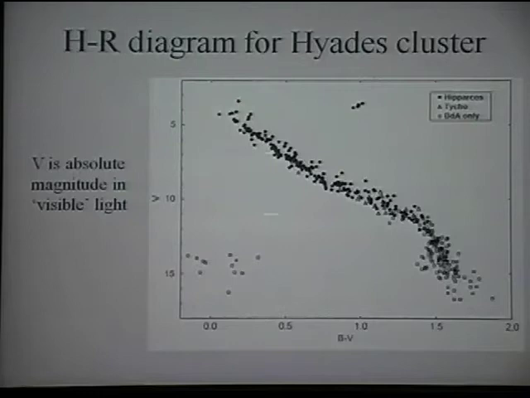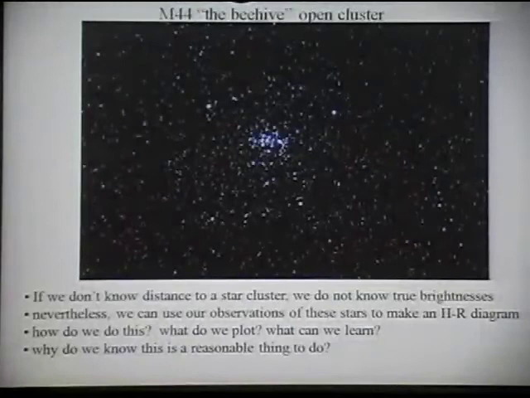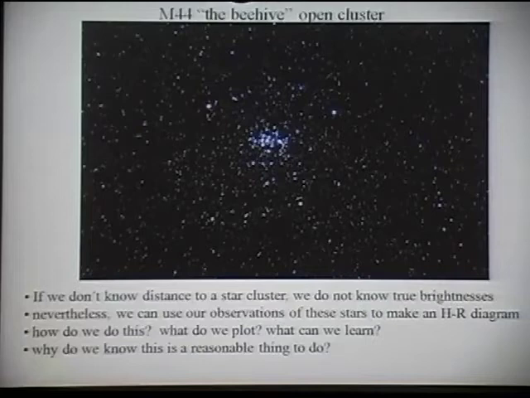All right, this is the Beehive Open Cluster, M44. So a new question for you. If we don't know the distance to a star cluster, then we don't know the true brightnesses of the stars in this cluster. But I can still put all these stars on an HR diagram. What am I going to plot when I put the stars on the HR diagram, and why is it going to work? I'm going to measure their brightness, but what brightness do I know?